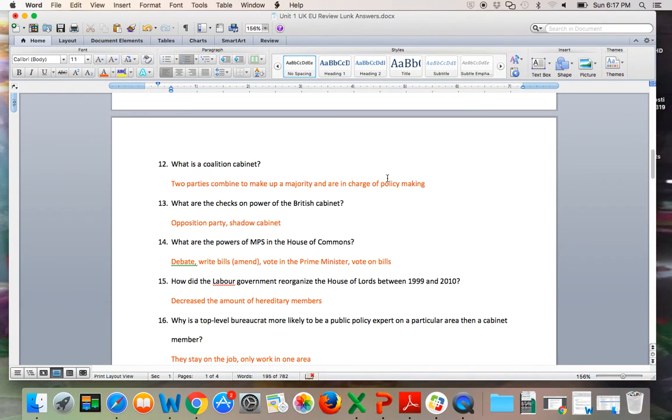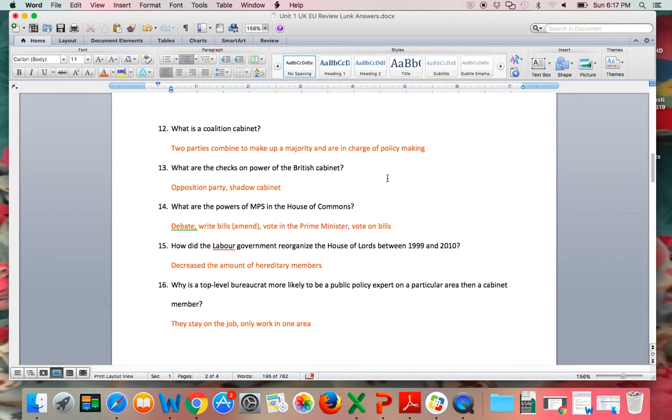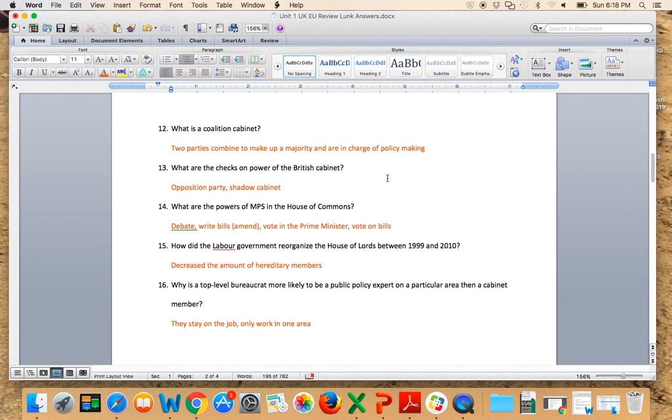The coalition cabinet, again, is two parties that combine to make a majority. Those parties are then in charge of the policy making. The checks on the British cabinet, so the party that's in charge, are the opposition party, and the biggest check is the shadow cabinet, the leaders of the opposition party.